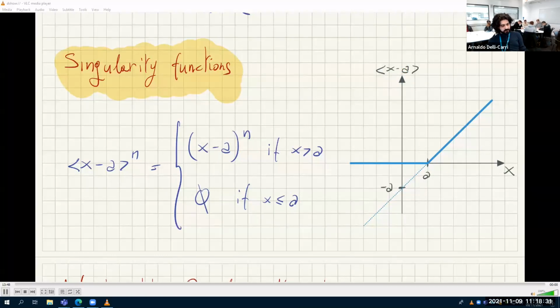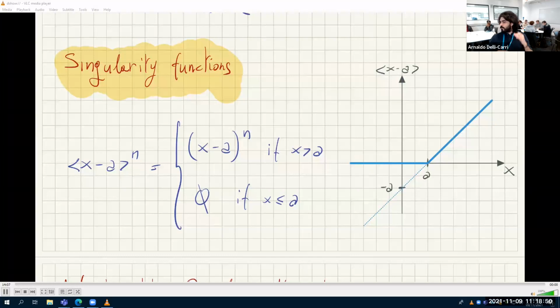And that's where the singularity is. You have a discontinuity in derivative here in this case. You have a cusp. So this function doesn't exist until we reach a, and then it starts existing.